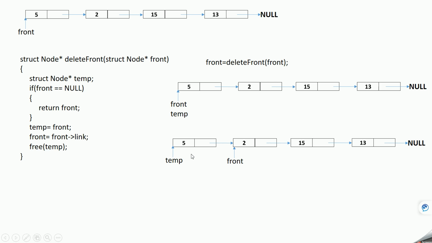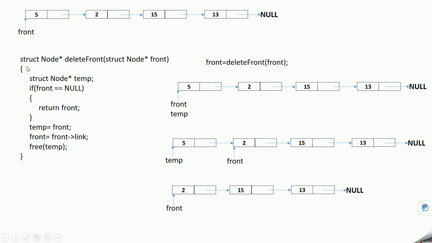Next, this line of code will delete the node from this linked list, so our linked list will become like this. This is the function that will help us to delete a node from the front of the linked list. Suppose we want to delete this 2 now. Again we'll call this function, and if we call it once more, it will delete this 2. Like this it will keep on deleting until the linked list becomes empty.